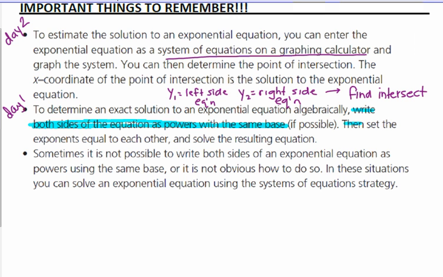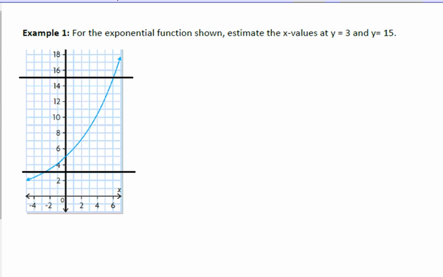So basically, once we have base to the power of base to the power of, we can set the exponents equal to each other and solve. Sometimes it's not possible to write both sides of an exponential equation as a power using the same base. In these situations, we're going to use our graphing calculator, okay, for now. So let's look at this example.